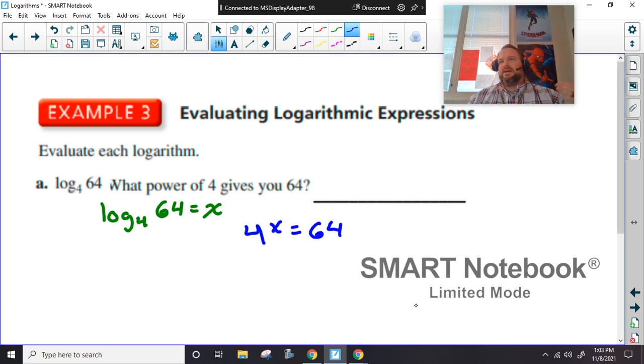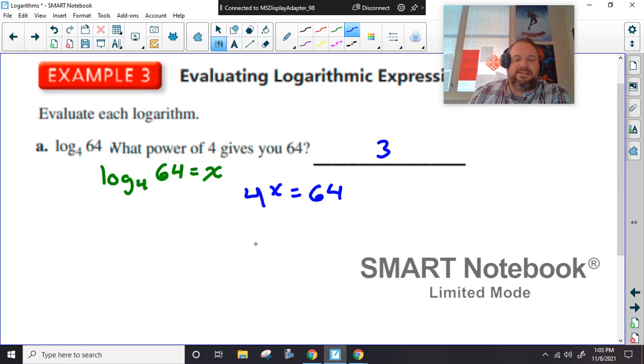Well, 4 times 4 is 16. What's 16 times 4? It's 64. So this would be 3. You're just actually writing that power down. The way I've seen these worked out is like, say this is 4 to the x, and this would be 4 to the third, so x equals 3.